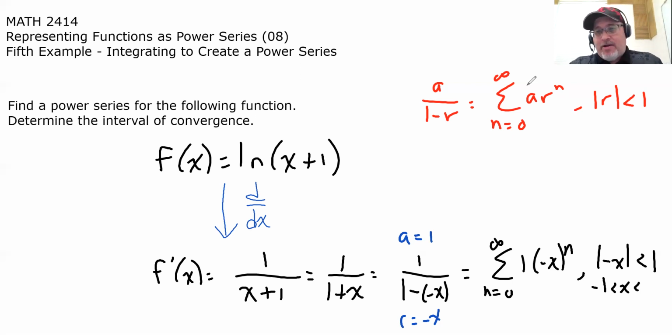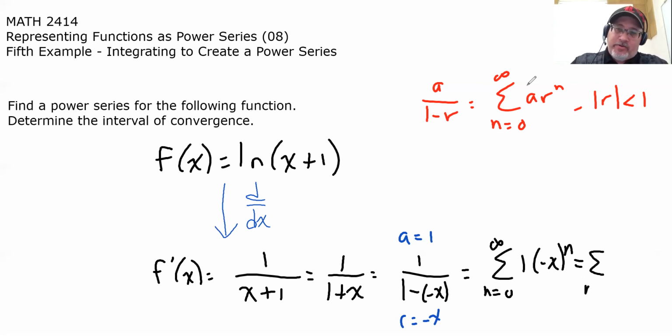What I would like to do, however, is get rid of all that and rewrite my power series with an x to the n, not a negative x to the n. So we can rewrite it as n equals 0 to infinity of negative 1 to the nth power.